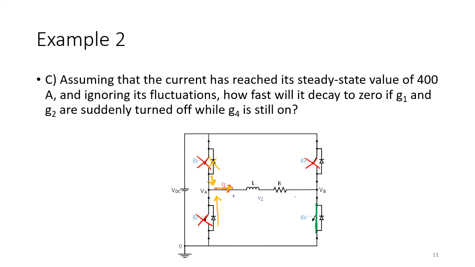For exiting point B, G3 is off, but G4 is on. So it continues through G4. It has some way to go. So it goes from here and continues like that. So you have a circuit like this, shown with this orange color. Your circuit will be closed. Is it clear why?